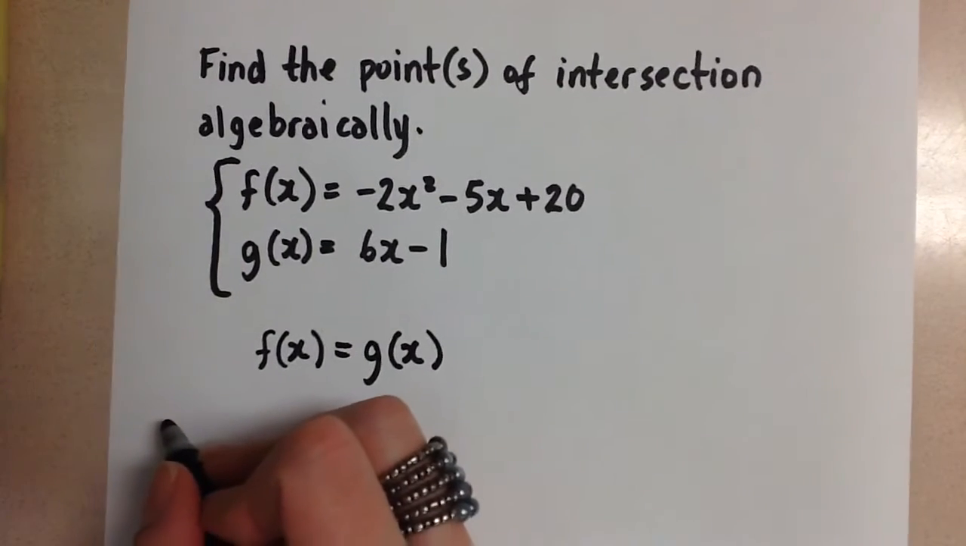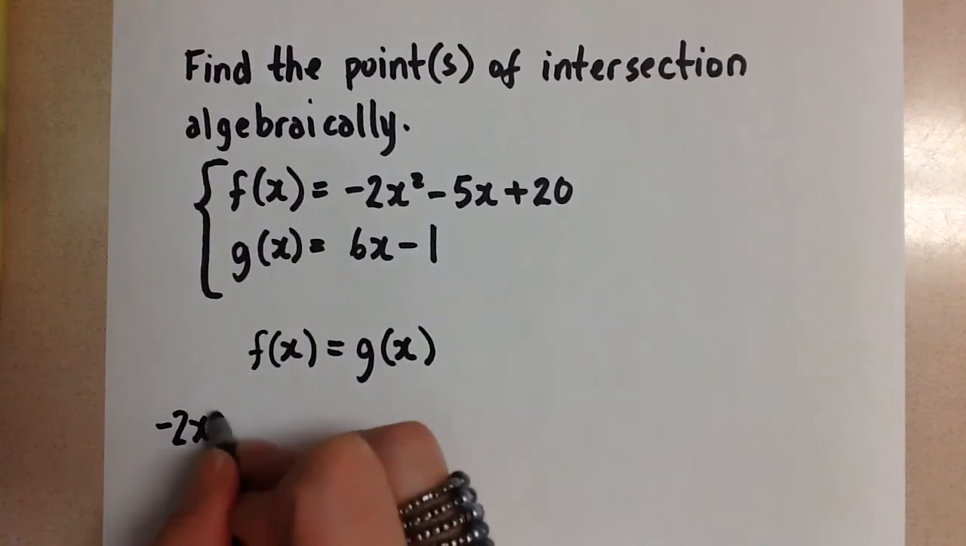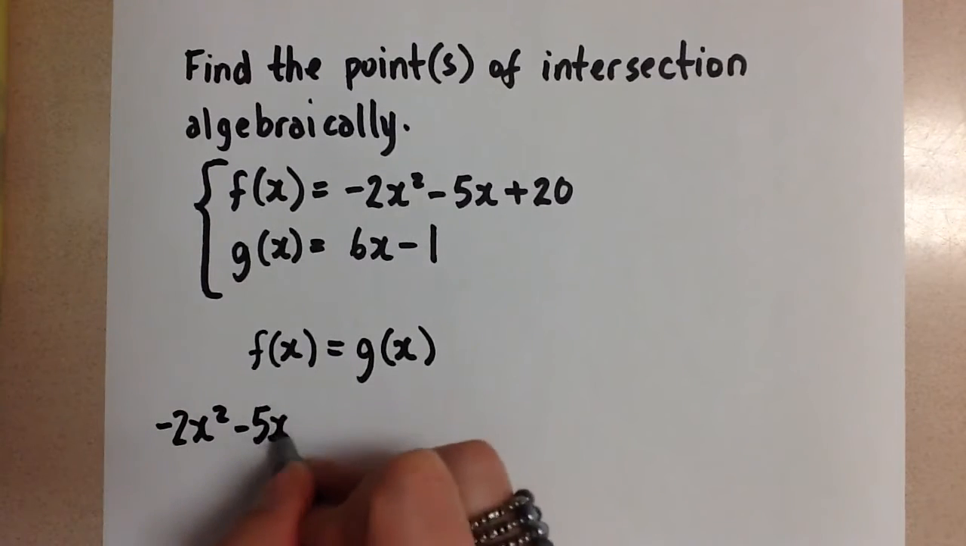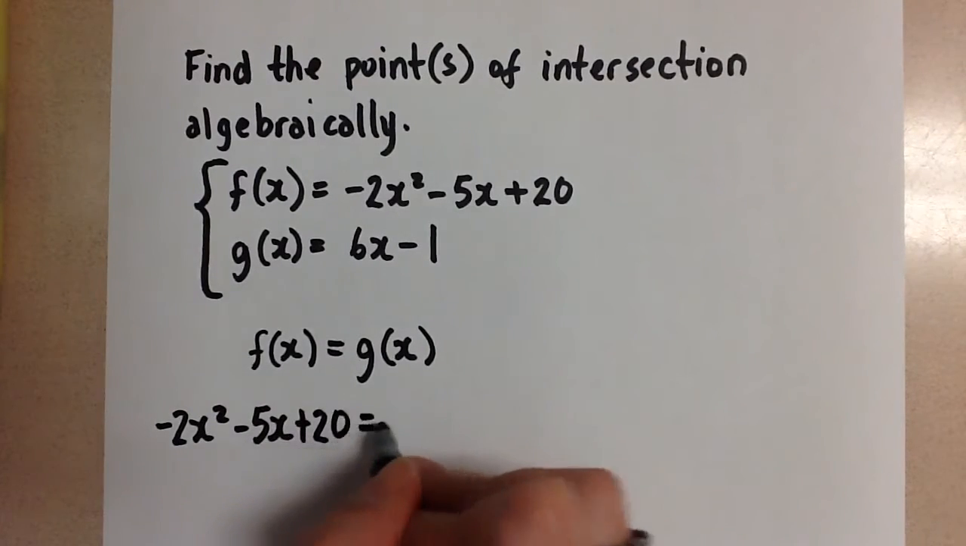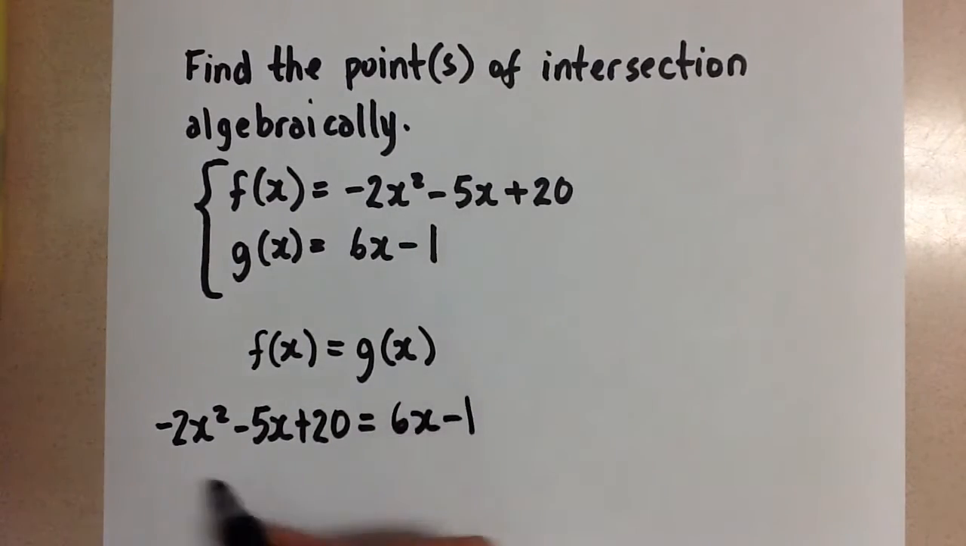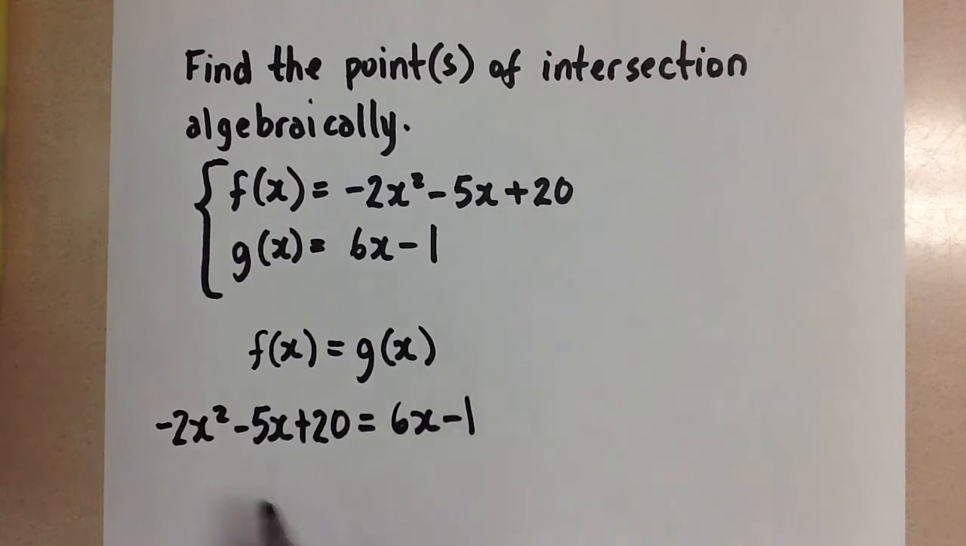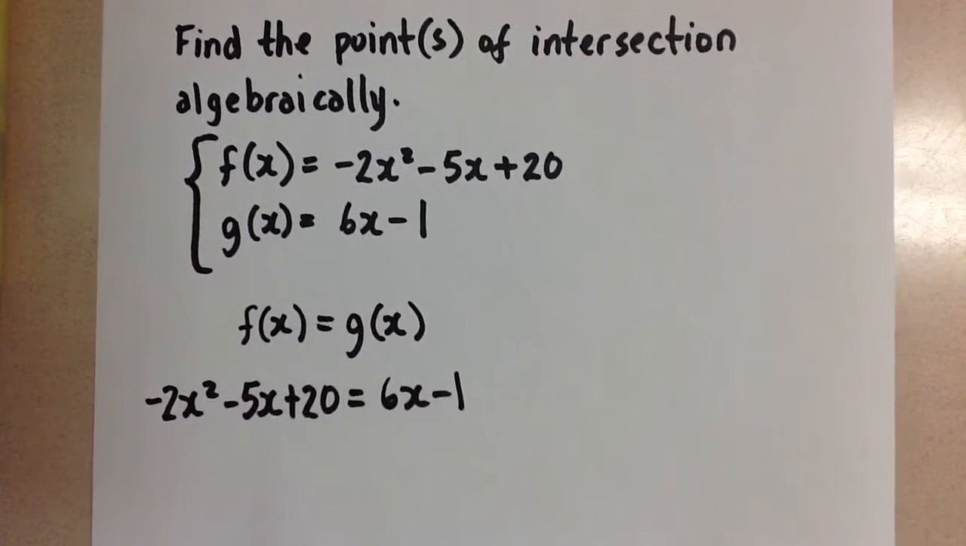So we're going to sub in on the left-hand side, negative 2x squared minus 5x plus 20 equals 6x minus 1. So there's the f of x, and there's the g of x. This has an x squared term in it, so we are going to either use the quadratic formula to solve for the x values, or factor if we can factor.